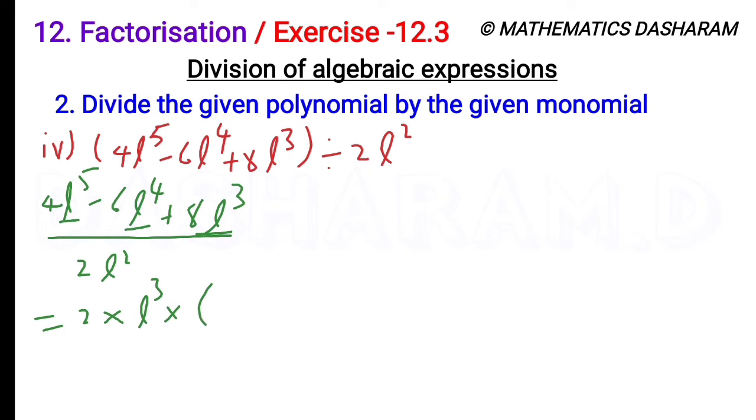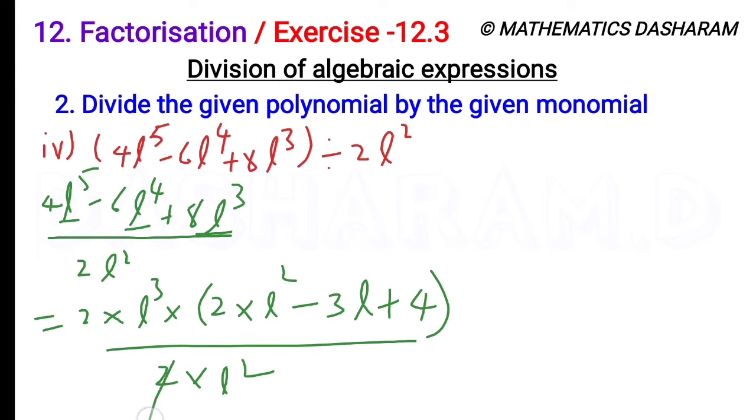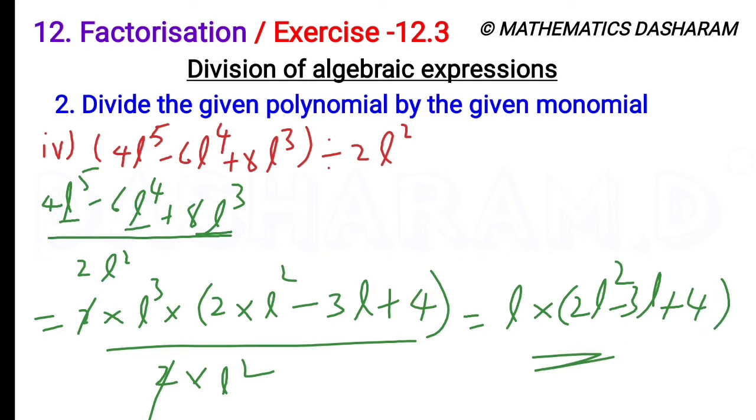So into the bracket: 4 in 2 table 2s are, and out of l to the power of 5, l cube is a common. So then the remaining term is l square, minus here 6 in 2 table 3s are, l, plus 8 in 2 table 4s are, so l cube already common, so just 4 will come, 2 into l square. Here 2 cancels, so it is equal to, out of l cube l square is going to cancel, so then l will be there into 2l square minus 3l plus 4 is the answer.